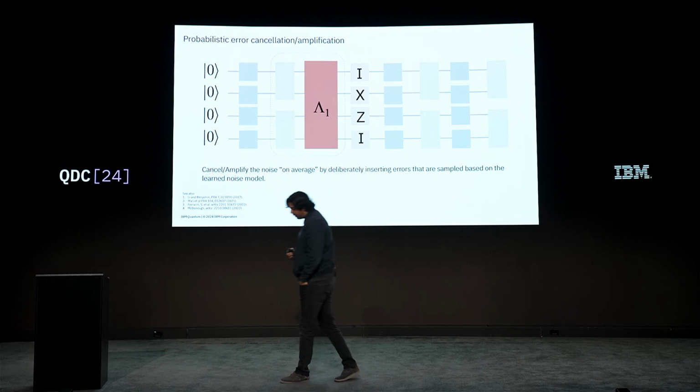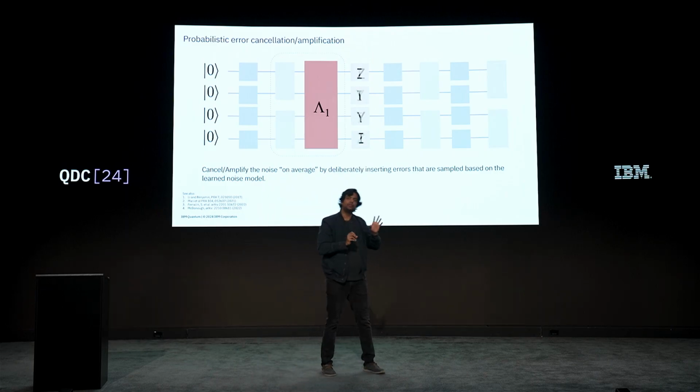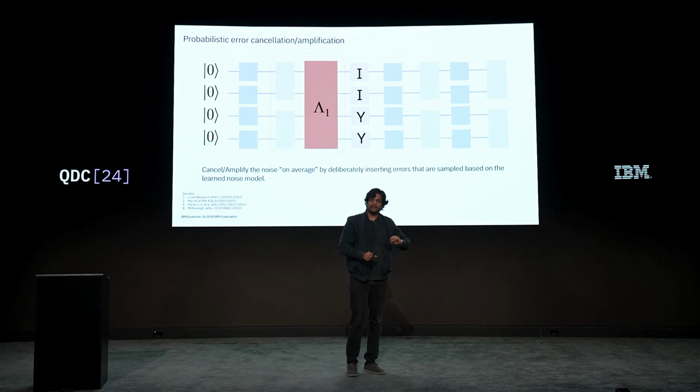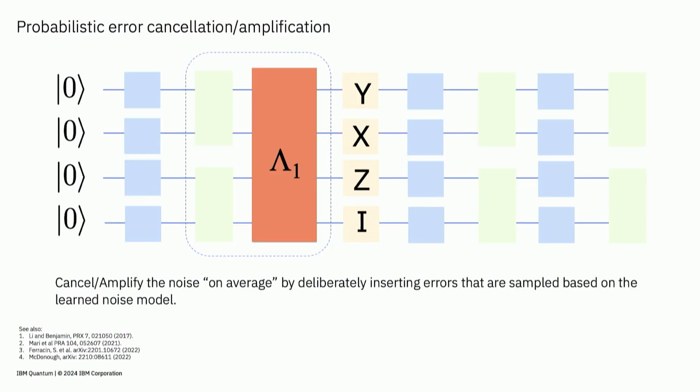Right. So essentially, once we have access to this noise model, the typical thing to do now is to insert gates, right? And that's what you see those single qubit gates flipping on the screen. We're going to insert these deliberately, and they're going to be sampled based on the learned noise model, okay? So we're going to try and insert these gates. And we do this to effectively amplify the noise, or if we account for the signs, we can also effectively cancel the noise, okay?